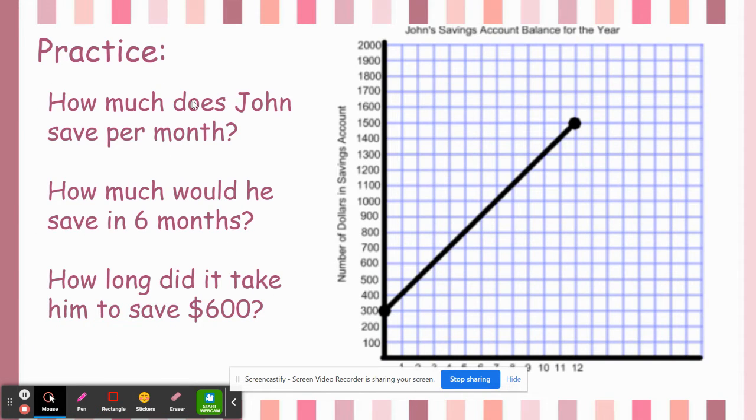Okay, next one. How much does John save per month? Savings per month tells me that it's asking for the rate of change. So what do we have to do? We have to find 2 points on the graph. Oh, look, they are so nice. They gave us a point here. That's a perfect intersection. And this one's also a perfect intersection. We're not going to be counting our boxes because if you notice, this number is 300, so clearly it's not going by ones. So we're going from 300 and we're going to travel to this point over there, all the way up until we get to that same level.